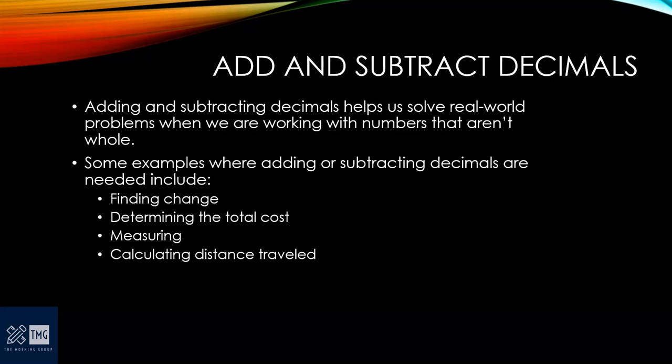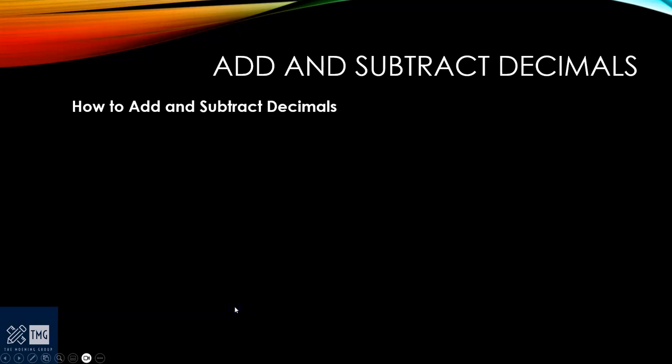If we're measuring a room to figure out how much paint we're going to need, very few rooms are perfect whole numbered sizes. How far are we traveling? Very seldom do we always travel 6 miles. Oh, it's 6.2 or 6.43. So all of these things in the real world deal with decimal numbers. So how do we add and subtract decimals?